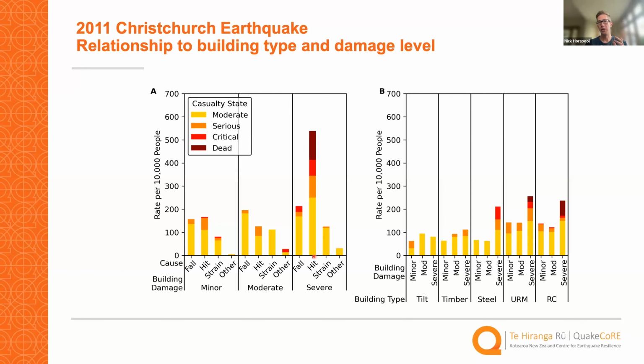We can then look at building construction type and how that relates to the rate of injuries and fatalities as well. We have the 5 most common building types that were observed in Christchurch: tilt-up slab buildings, timber frame buildings, a small number of steel buildings, reinforced masonry, and reinforced concrete. And we can see that most of the fatalities were coming from URM and reinforced concrete, and we see higher rates in steel, URM, and reinforced concrete at severe damage states.